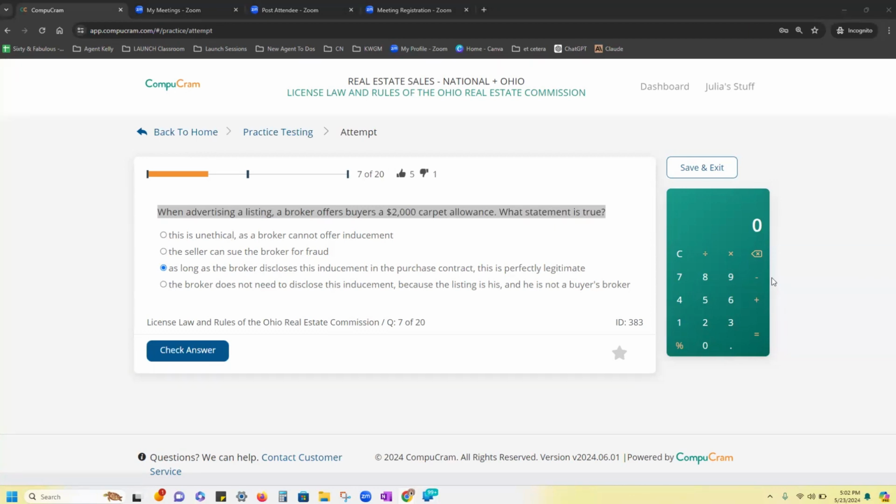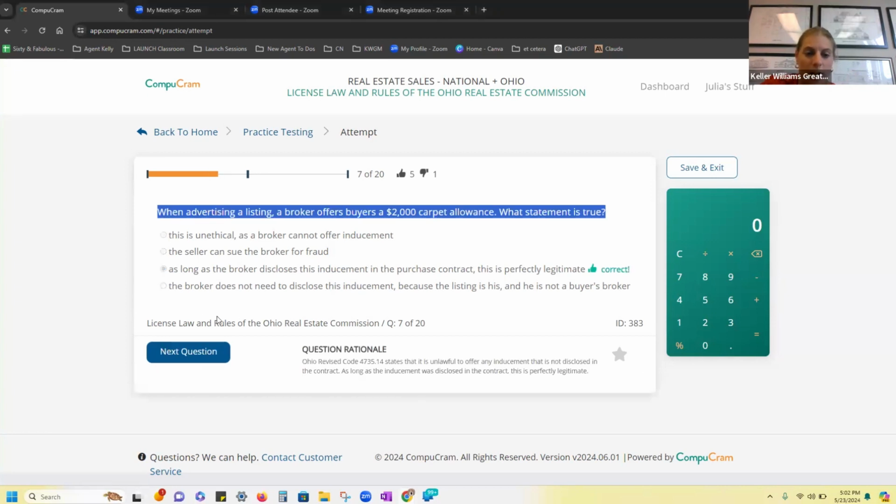I don't know on this one. You don't know this one, you said? No. Yeah, that's tough. But C is correct. So as long as the broker discloses this inducement in the purchase contract, it is legitimate. So the purchase contract needs to be agreed upon by seller and buyer.